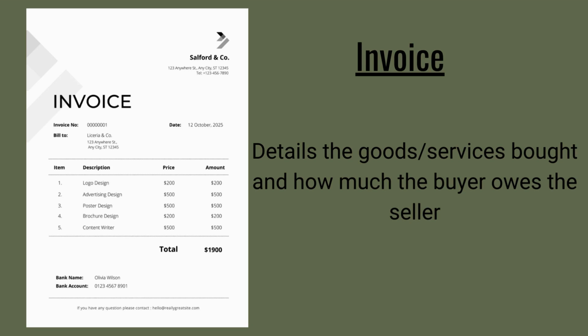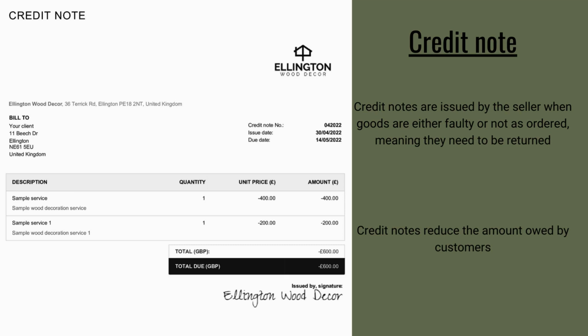The first one is an invoice, and an invoice details the goods or services bought and how much the buyer owes the seller. You probably received one of these when you buy from Nike, where it usually comes in your box. The next one is a credit note, and credit notes are issued by the seller when goods are either faulty or not as ordered, meaning they need to be returned. Credit notes reduce the amounts owed by customers.